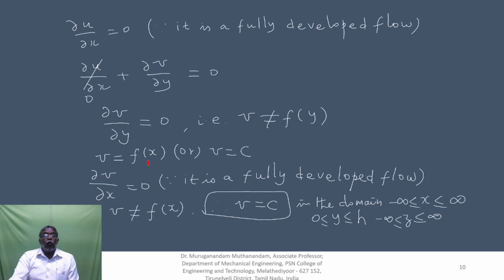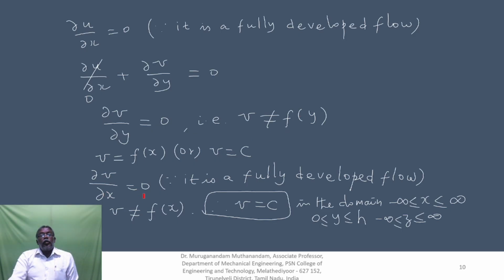Hence, the two possibilities for the y component of velocity v is that either it is equal to a function of x or is equal to constant. These are the two possibilities if it is not a function of y.